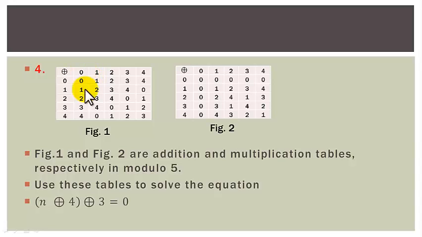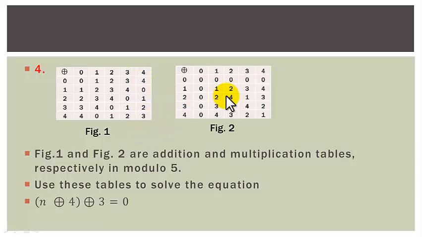4 plus 0 is 4. 4 plus 1 is 5. 5 in modulo 5 is 0. 4 plus 2 is 6. 6 in modulo 5 is 1. 4 plus 3 is 7. 7 in modulo 5 is 2. 4 plus 4 is 8. 8 in modulo 5 is 3. That is, 8 divided by 5 is 1, remainder 3.